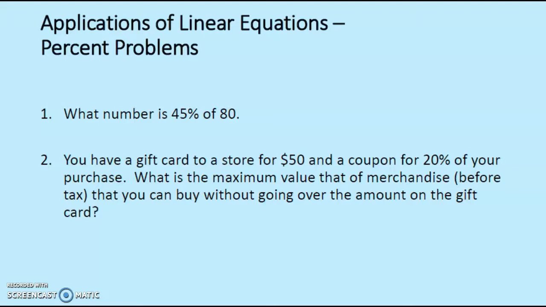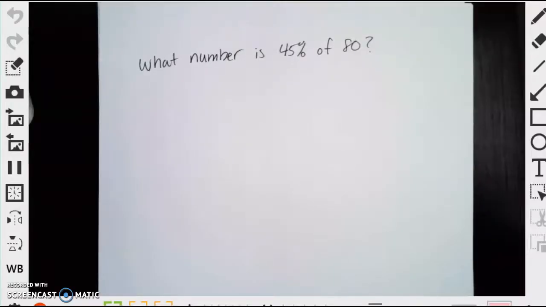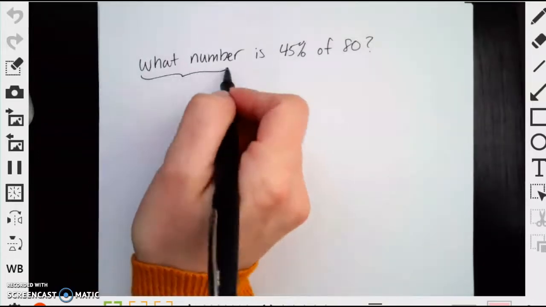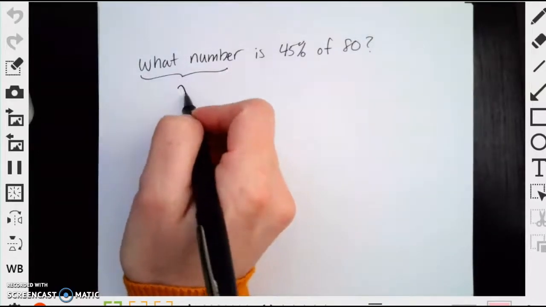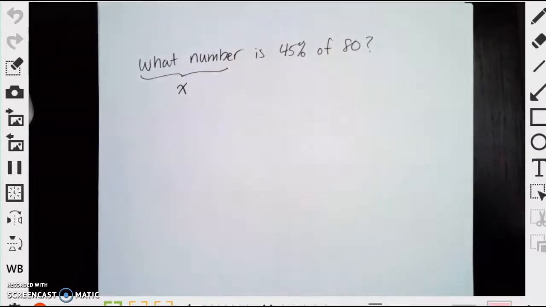What number is 45% of 80? So this is the type of problem that you can almost directly translate from words to an equation. So I have the equation written out. What number is 45% of 80? Whatever the missing quantity is, you're going to choose a variable to represent that. So what number is our variable? We can call it x or n or whatever letter you like.